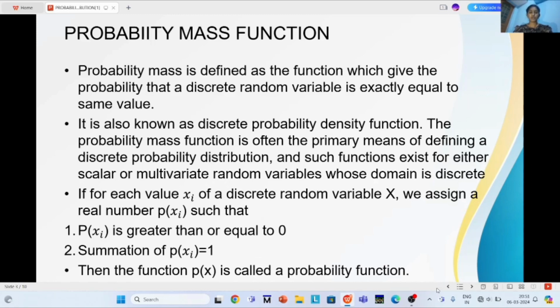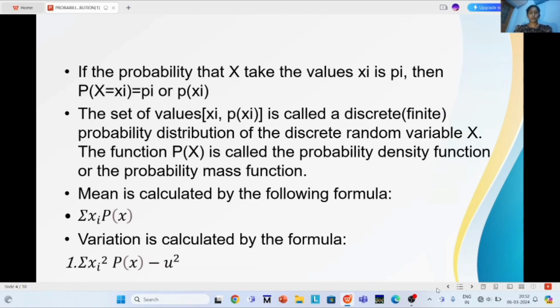If for each value xi of a discrete random variable X, we assign a real number p of x such that p of x is greater than or equal to 0, and the probability that X takes the value xi is pi, then P(X = xi) = pi = p of xi. The set of values xi, p of xi is called the discrete or finite probability distribution of the discrete random variable X. The function p of x is called the probability density function or the probability mass function.